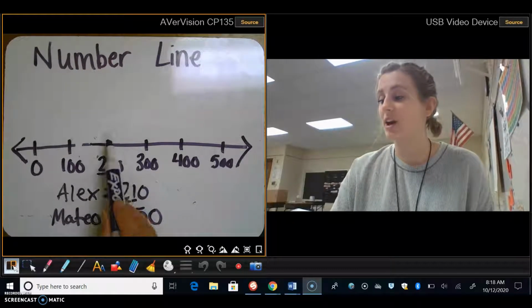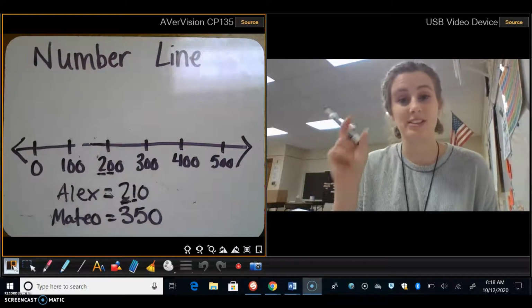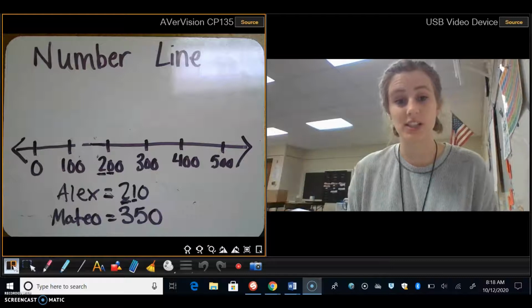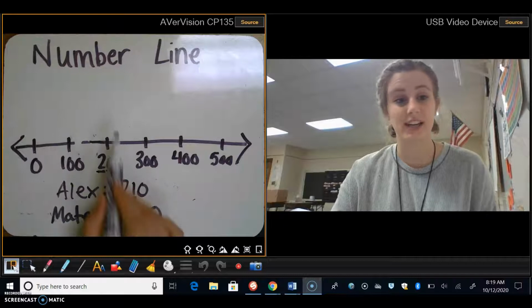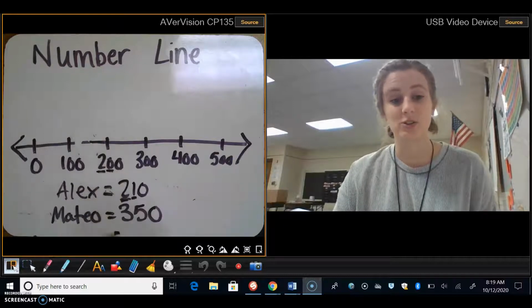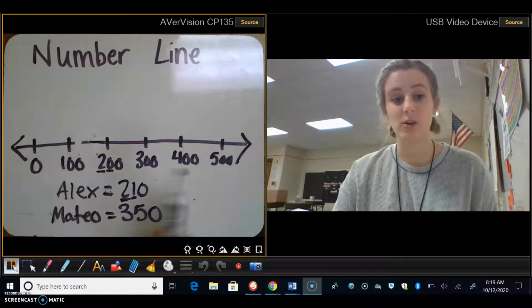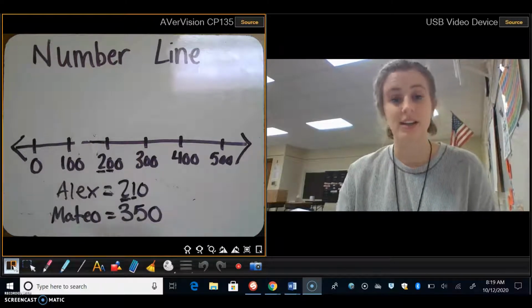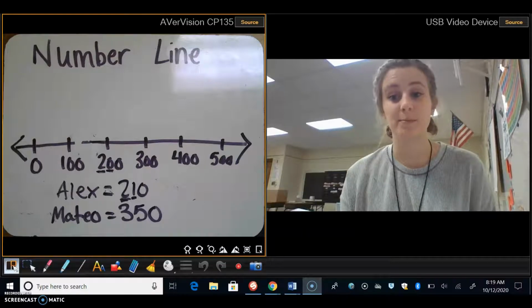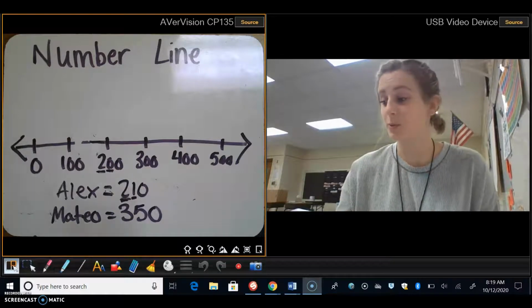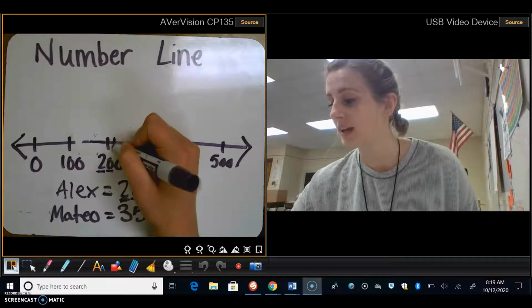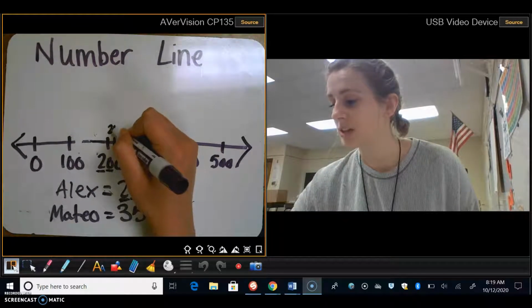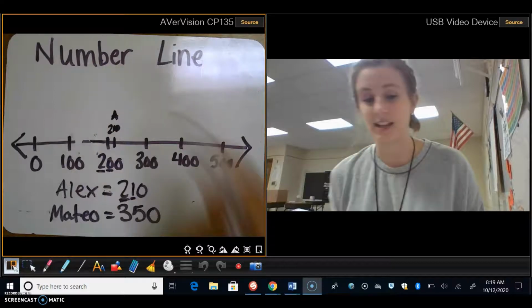And we know that if we think about there are 10 tens in 100, that means I could have 10 little dashes or 10 ticks throughout here. So I need to think, will 210 be closer to the 200 or closer to 300? It'll be closer to 200, right? Because if we add 10 to 200, we get our number, 210. So I'm going to draw a little dash mark right here. I'm going to write 210, or you can write an A for Alex.